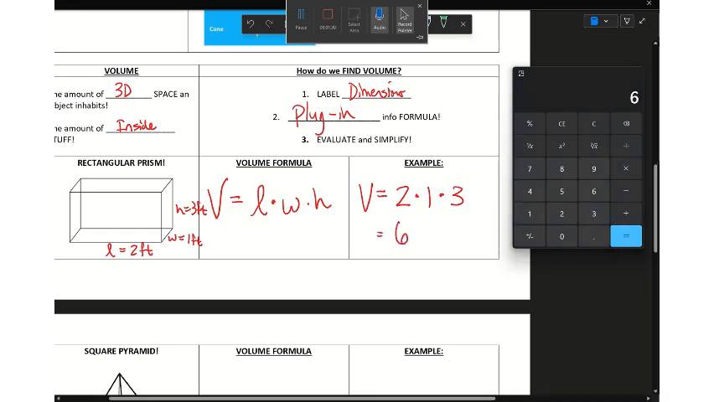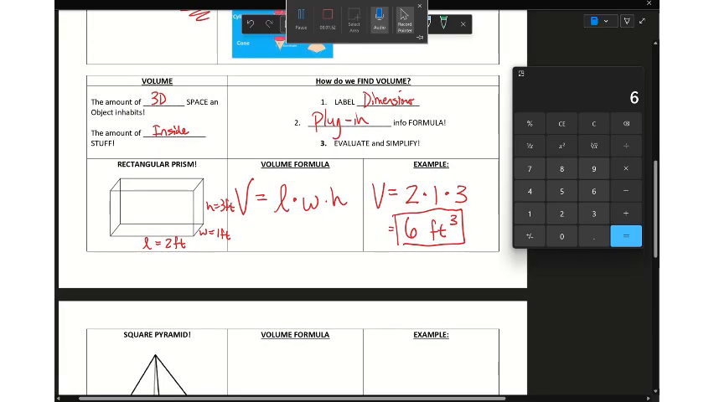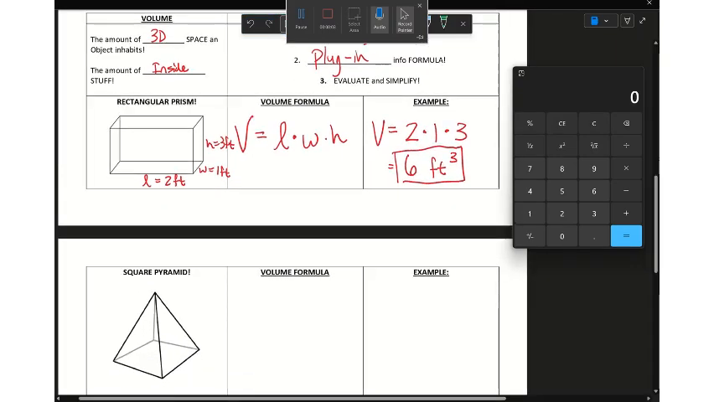Now, this is where you need to make sure that your units are on lock. When we calculate three-dimensional area, aka volume, our units aren't squared, they are cubed. So in this case, my volume is 6 feet cubed because it is a three-dimensional area. So this is an example of how we find volume for a rectangular prism. Let's take a look at 4 more examples with different formulas for how you find volume of different 3D shapes. Let's keep on going.